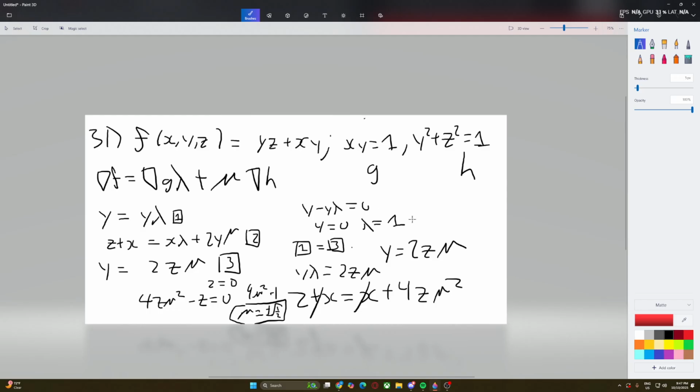Well, if mu equals plus or minus 1/2, and then we put that into here, we get 2 plus or minus square root 1/2. Wait, what am I doing? No, oh my, so dumb. Plus or minus 1/2. And then y would equal 2 times, plus or minus 2 times 1/2 z. So y equals plus or minus z.